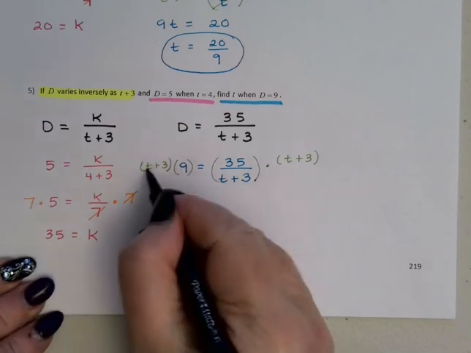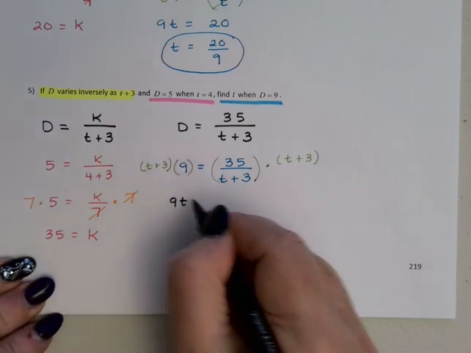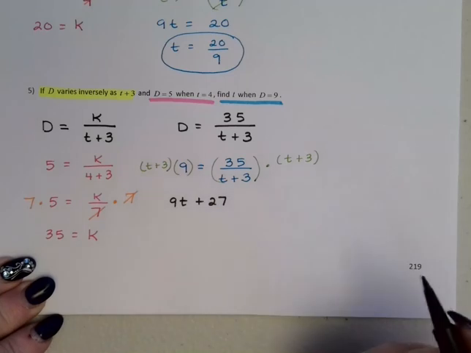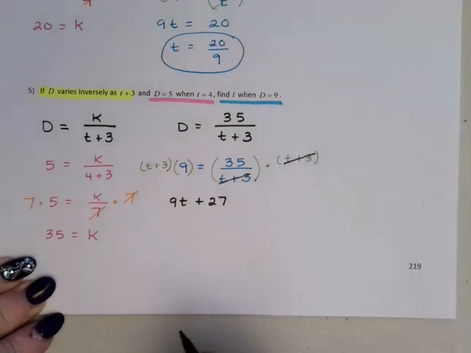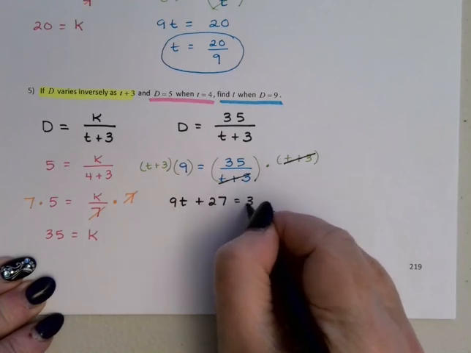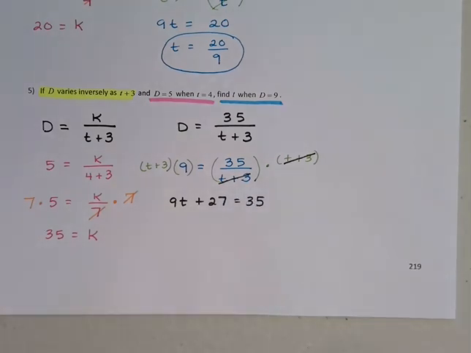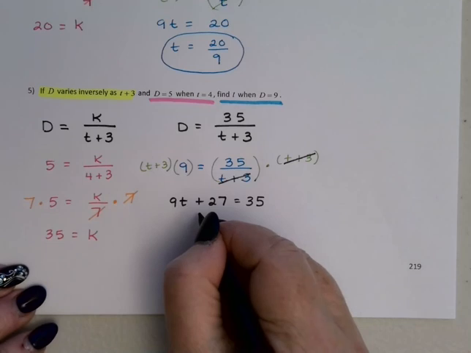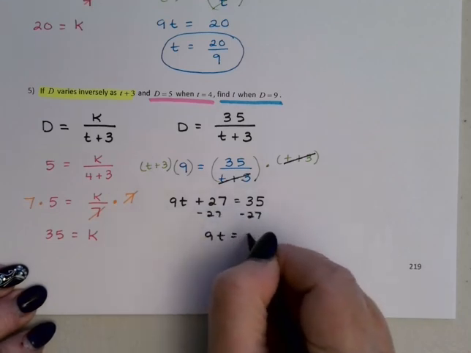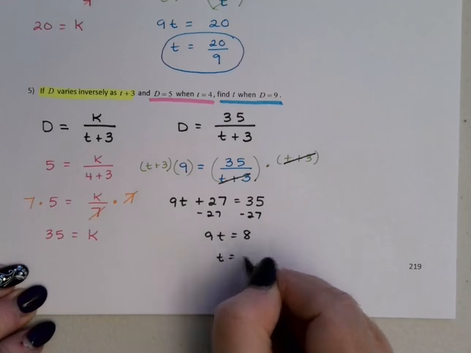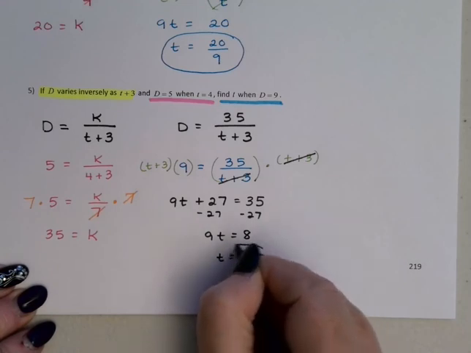And on the left, when I distribute the 9, I get 9t plus 27. On the right, I can reduce, dividing out the t plus 3's, and I get 35. Subtracting 27, 9t is equal to 8, and so t this time is 8/9.